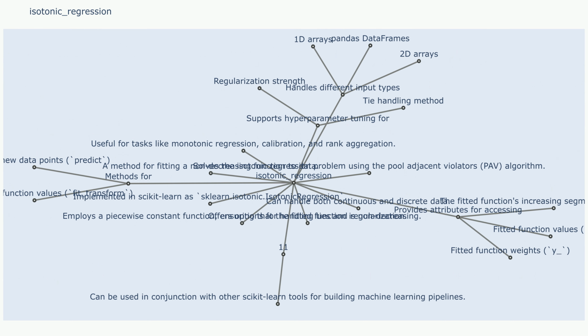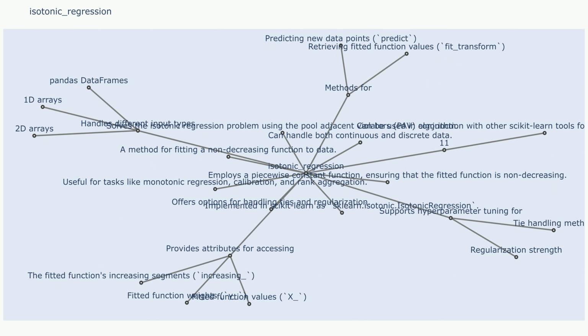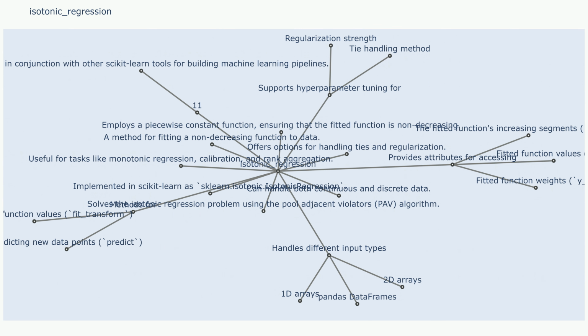Create an isotonic regression object: ir = IsotonicRegression(). Fit the model to the data: ir.fit(x, y). Make predictions on new data: new_x = 1.5, 3.5, 6.5. predictions = ir.predict(new_x). Print the predictions. This code demonstrates how to use isotonic regression to fit a monotonic function to sample data, make predictions on new data points, and retrieve the fitted values.